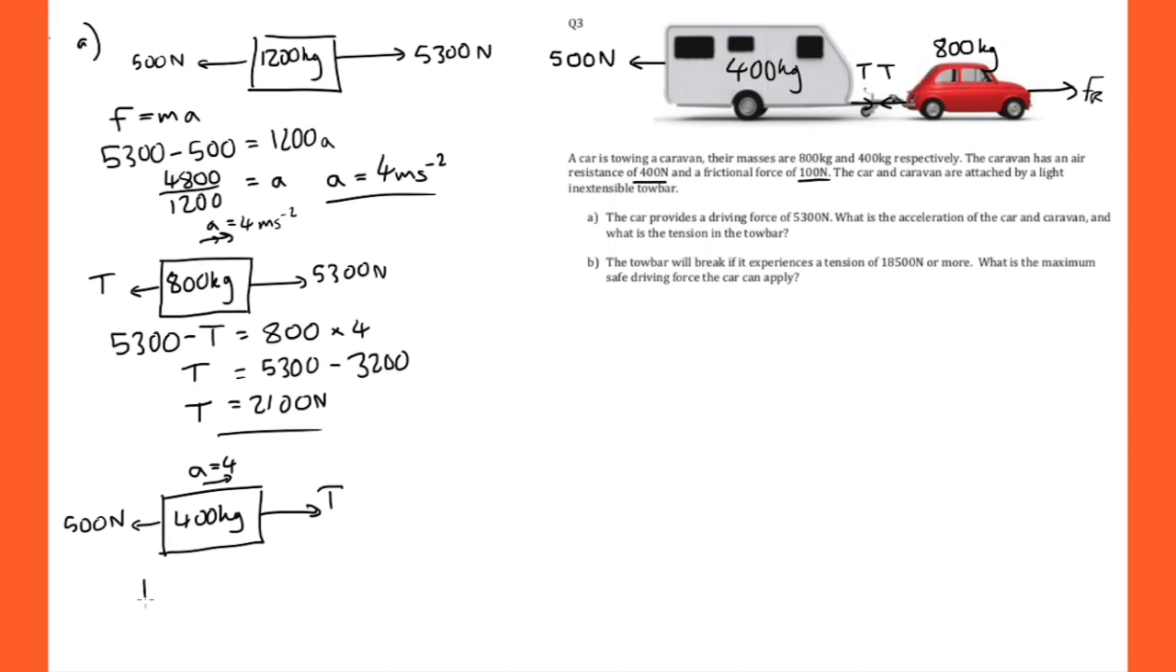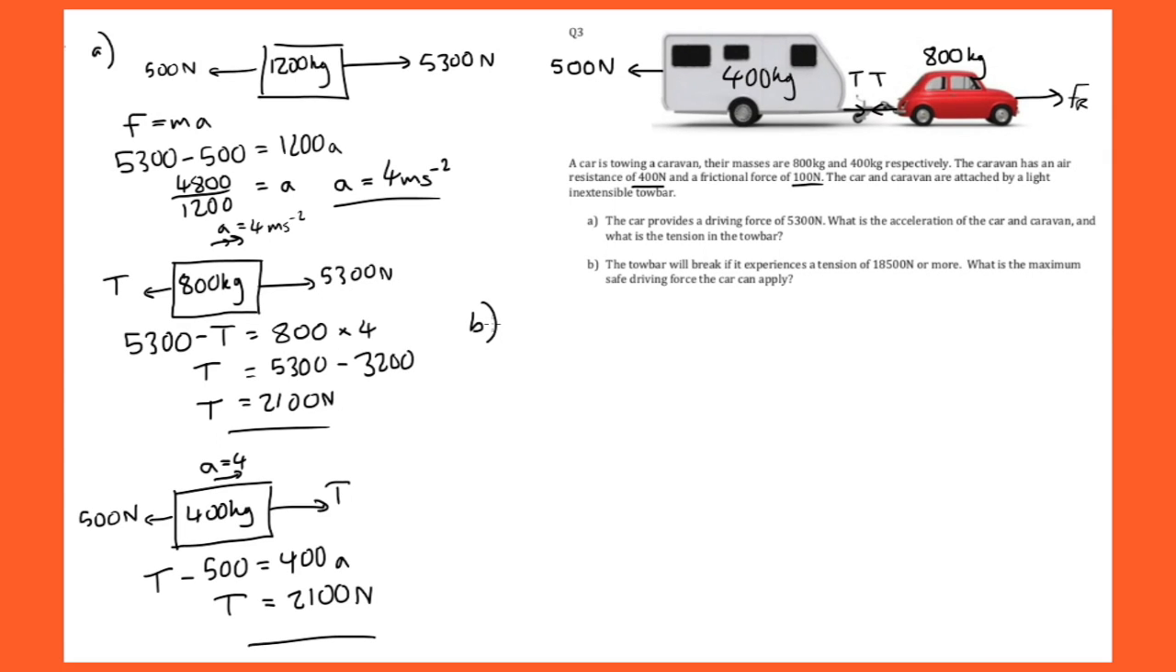So for this one we do T minus 500 equals 400A, and we get exactly the same story. T equals, in this case, 1,600 plus 500, which is 2,100 newtons. So that's just to show you that it doesn't matter which one you choose, you get the same tension between them. Okay, and that is Newton's third law, because we have an equal and opposite tension in both directions.